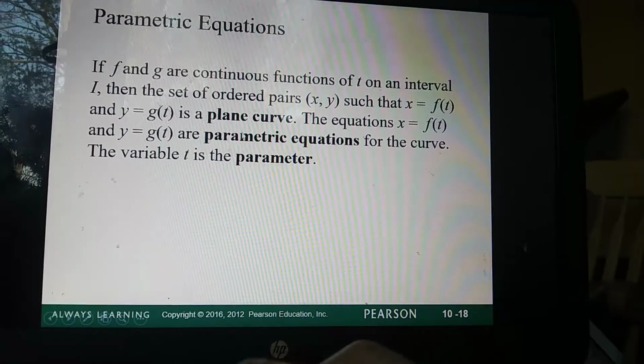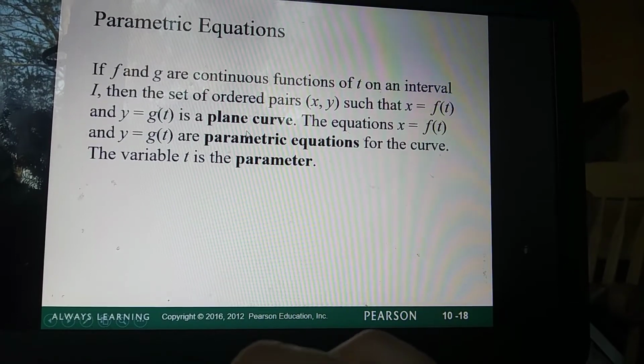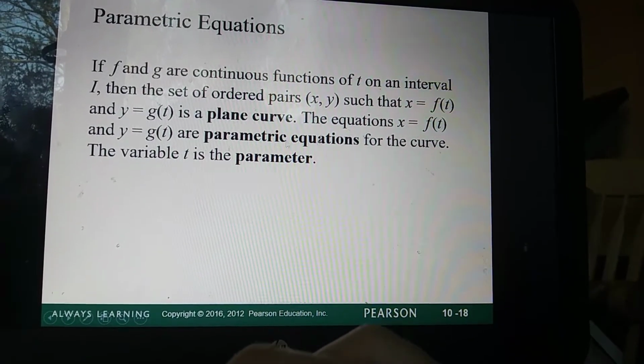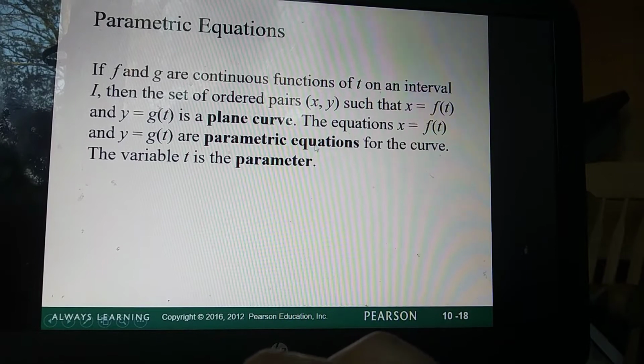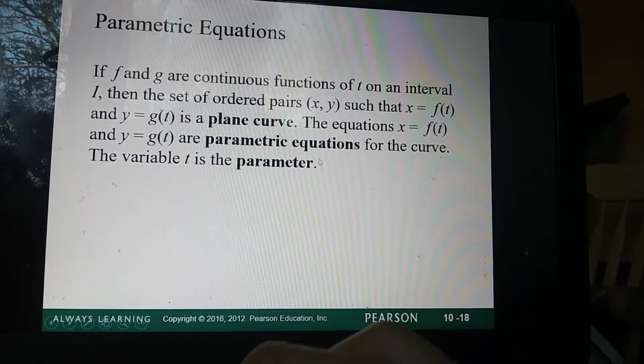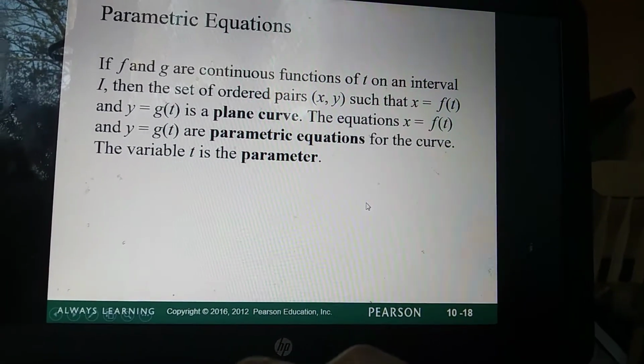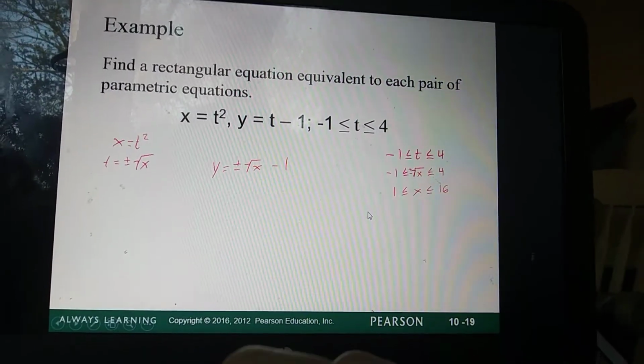Just a little bit of terminology. x equals f of t and y equals g of t is a plane curve. Those are called your parametric equations, and t is called the parameter.